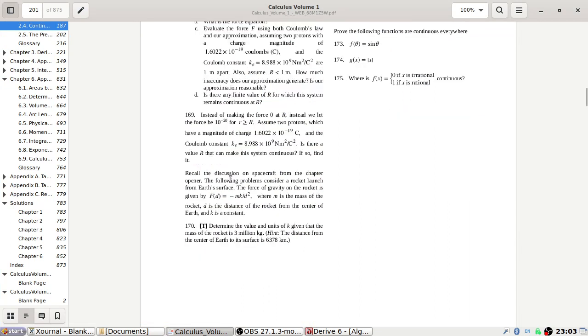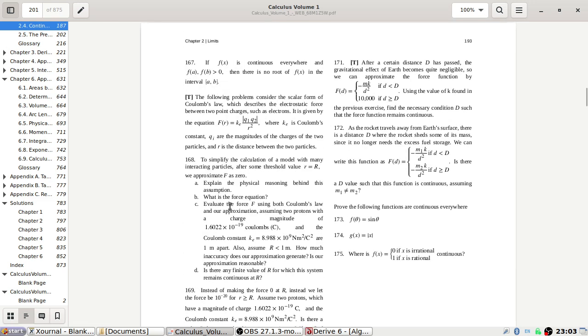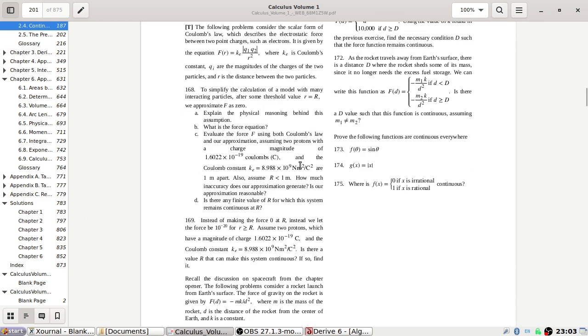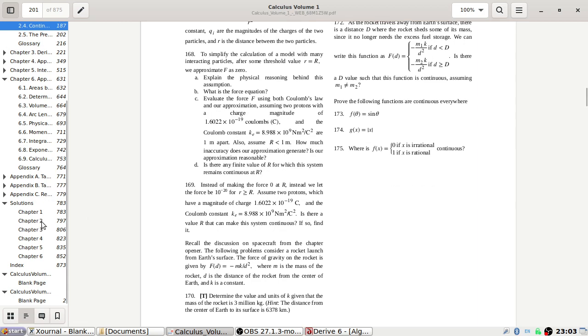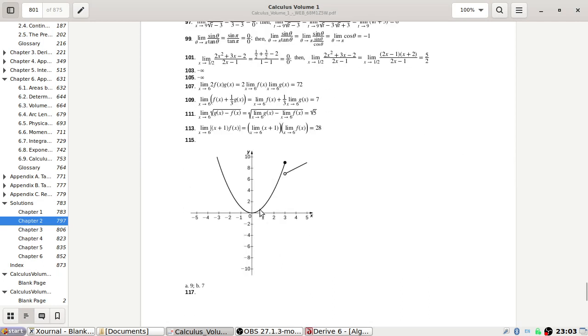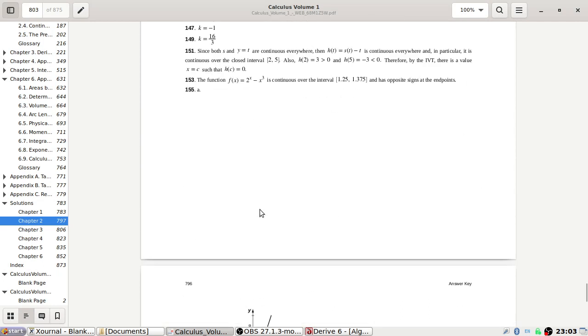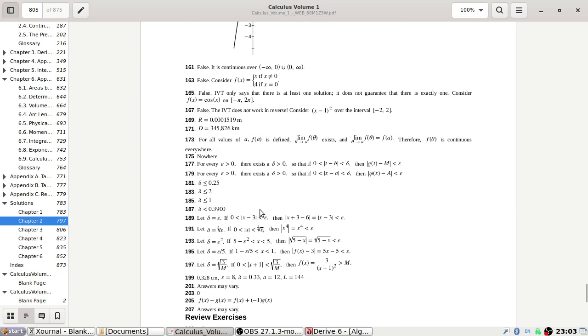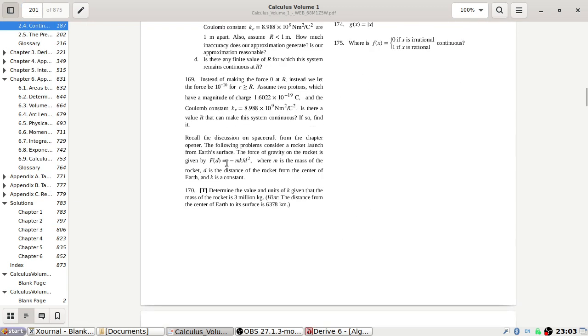Okay, that was 169. Let's have a look now. Just jump down to the answer for 169. 1519. Yeah, that's what we have. Okay. Determine the value in units of K given that the mass of the rocket is 3 million kilograms.